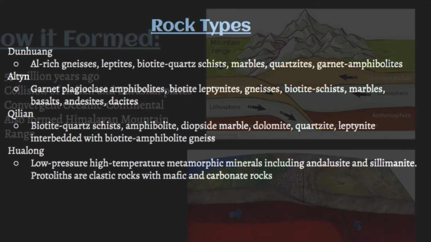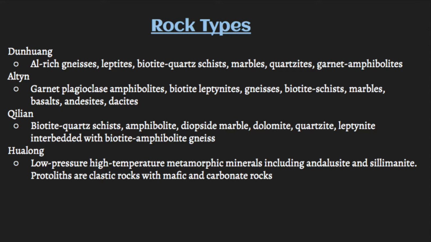Due to the large size of the plateau, types of rock found are separated by location. The Aktas Tag complex hosts mafic granulites, amphibolites, TTG granitic gneiss, marbles, and carcanites. The Dunhuang block hosts aluminum-rich gneisses, leptites, and biotite quartz schists, marbles, quartzites, garnet, amphibolites. Altun block has garnet plagioclase, amphibolites, biotite, leptonites, gneisses, biotite schists, and marbles, basalts, andesites, dacites.